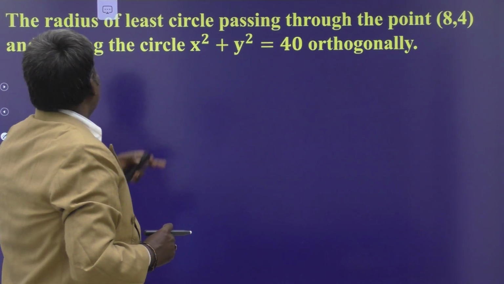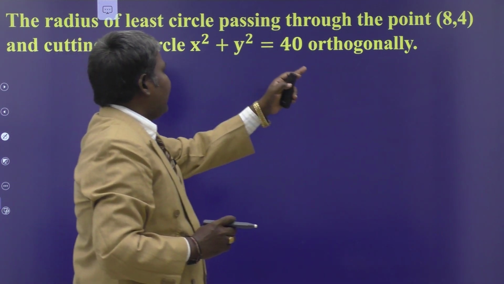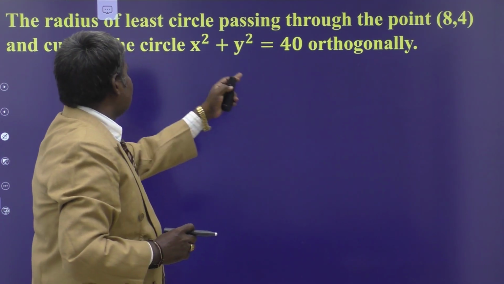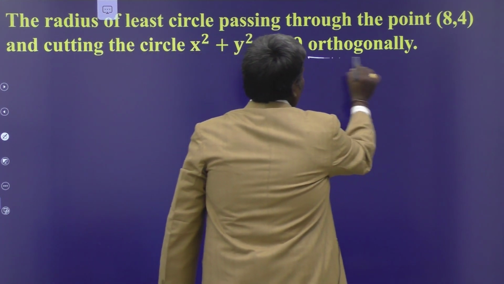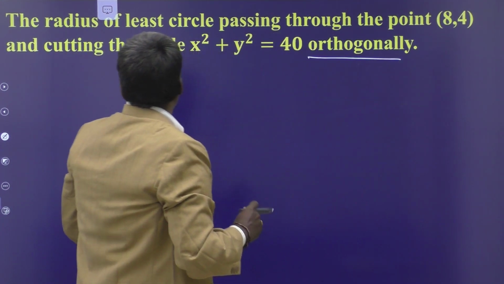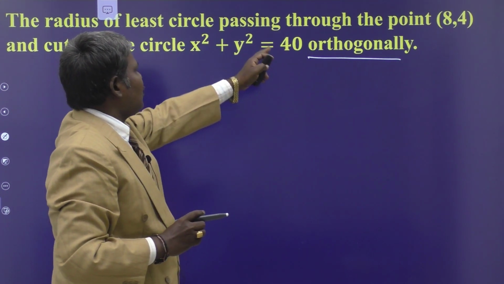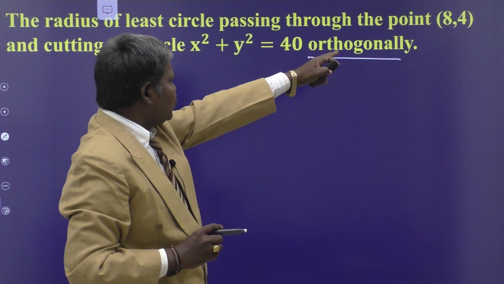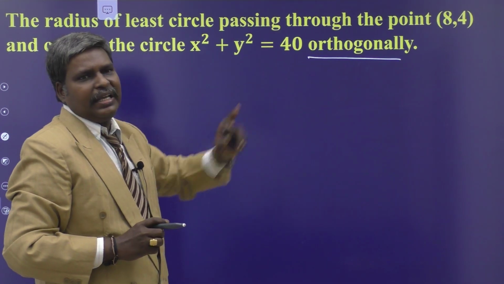And the last one: the radius of the least circle passing through the point (8, 4) and cutting the circle x² + y² = 40 orthogonally. Very, very nice and interesting question. Listen to me. The radius of the least circle you are going to find, passing through that point (8, 4) and cutting the circle orthogonally.